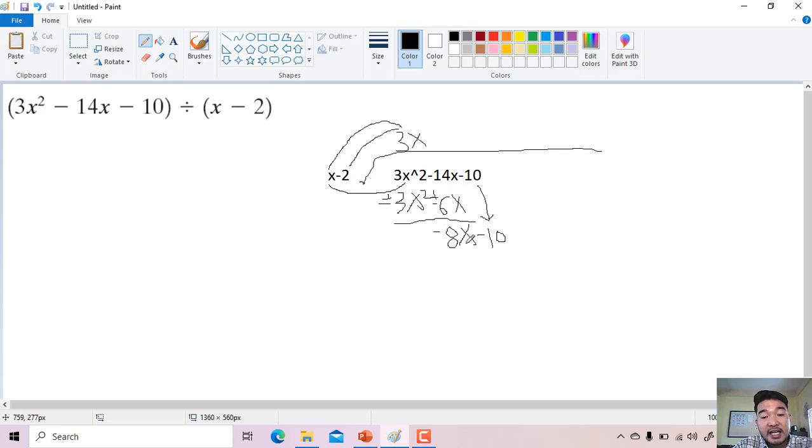Excuse me. And then negative 8x divided by 8. Ito na ngayon yan. Proceed ulit tayo sa division. Negative 8x divided by x. So that will become negative 8. Negative 8 na lang kasi x by x over x, ala na yun.